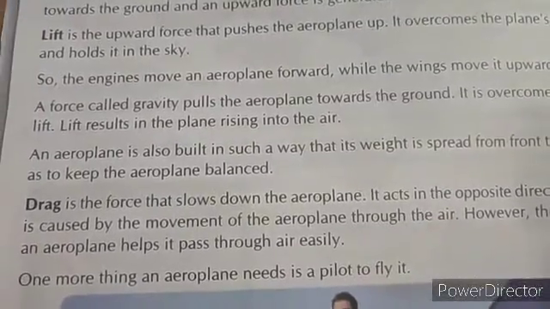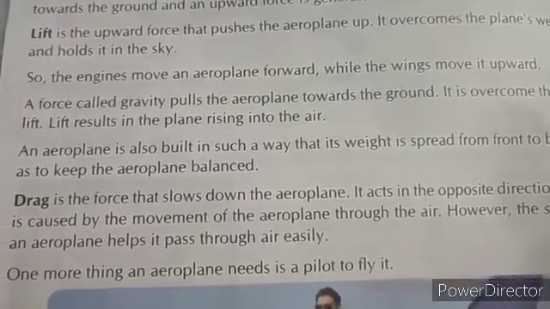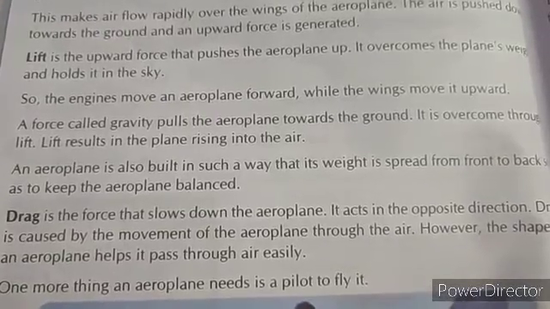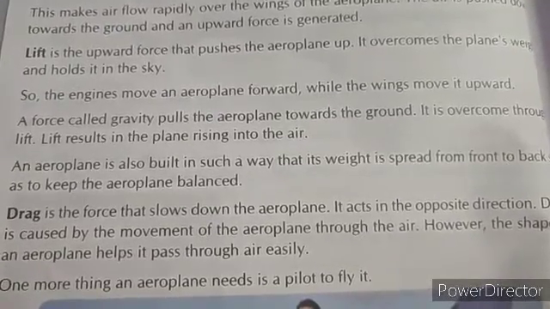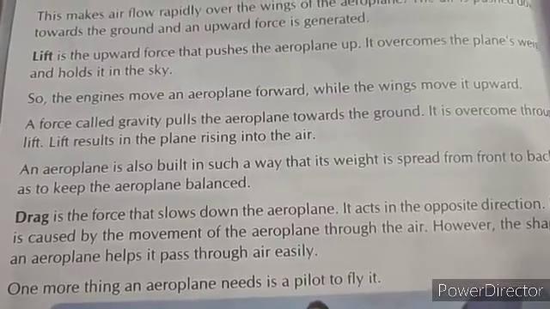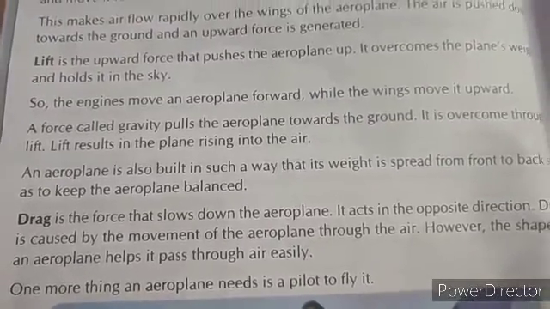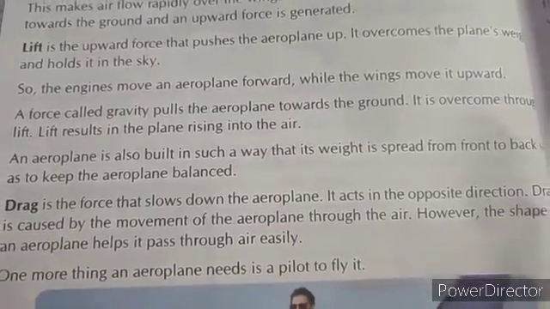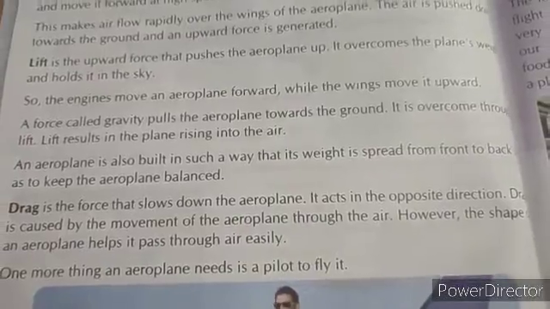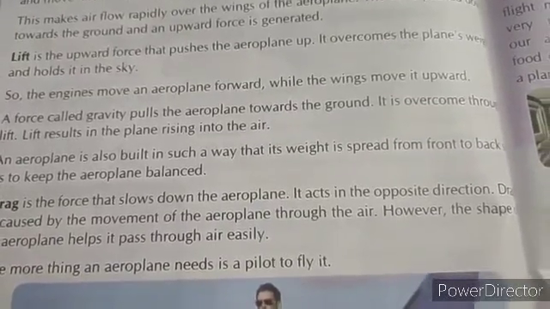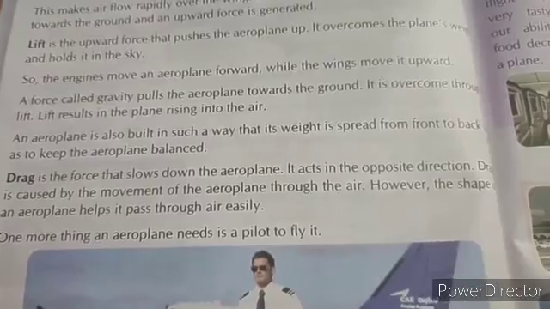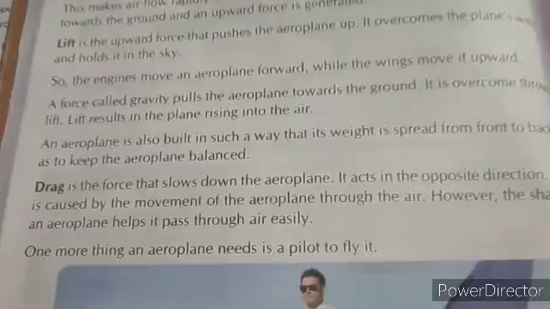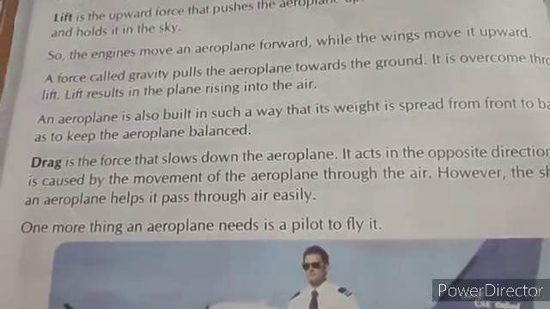A force called gravity pulls the aeroplane towards the ground. It is overcome through lift. Lift results in the plane rising into the air. An aeroplane is also built in such a way that its weight is spread from front to back so as to keep the aeroplane balanced.